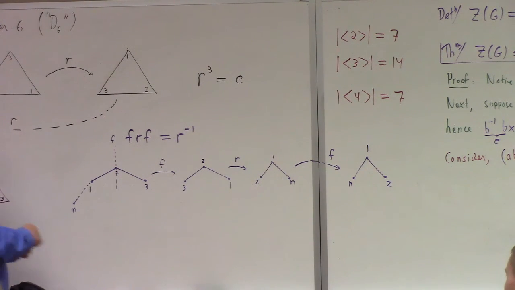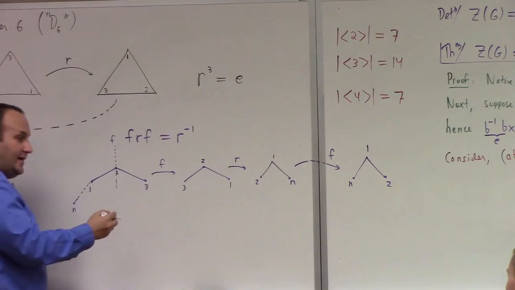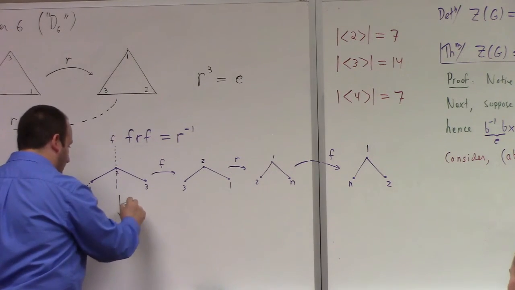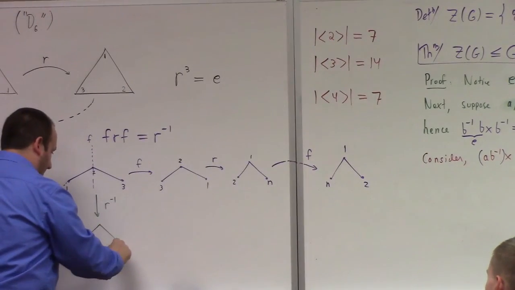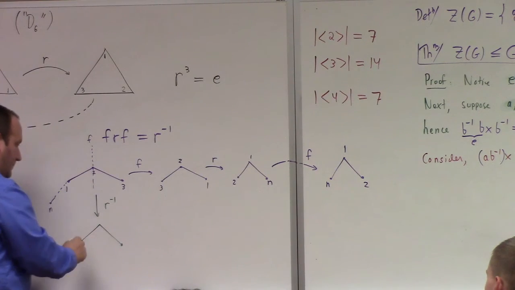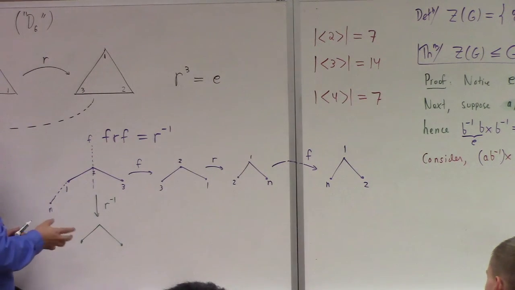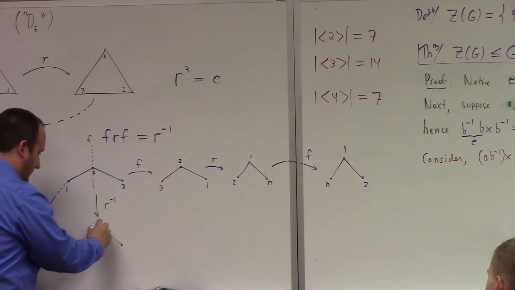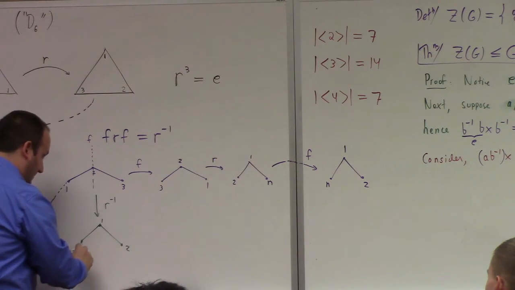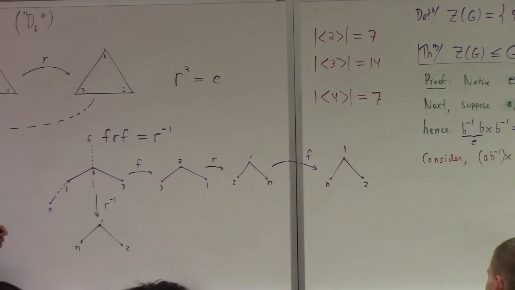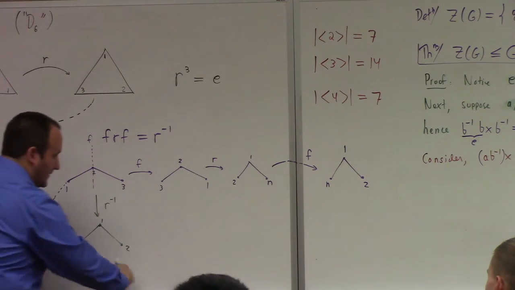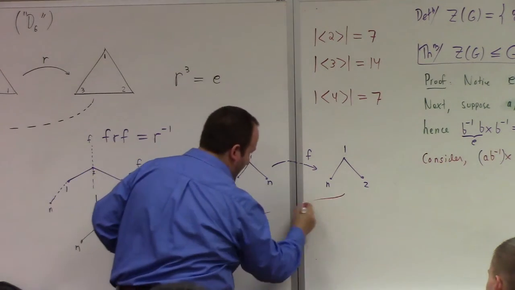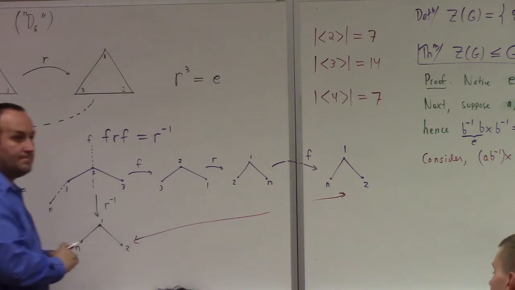Now, on the other hand, what if you go to the start and you just do R inverse? What do you get? Clockwise rotate, right? 1 goes to the top, 2 goes over here, n goes over here. Check it out. This and that are the same.